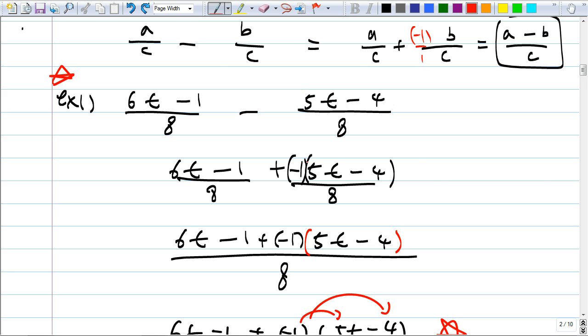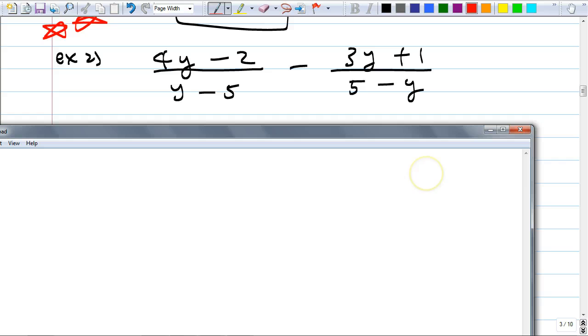Alright, may I go to example 2? Take a look at example 2 here. It says 4y minus 2 over y minus 5 minus 3y plus 1 over 5 minus y. First of all, write this down and look at the second fraction, especially the denominator of the second fraction.